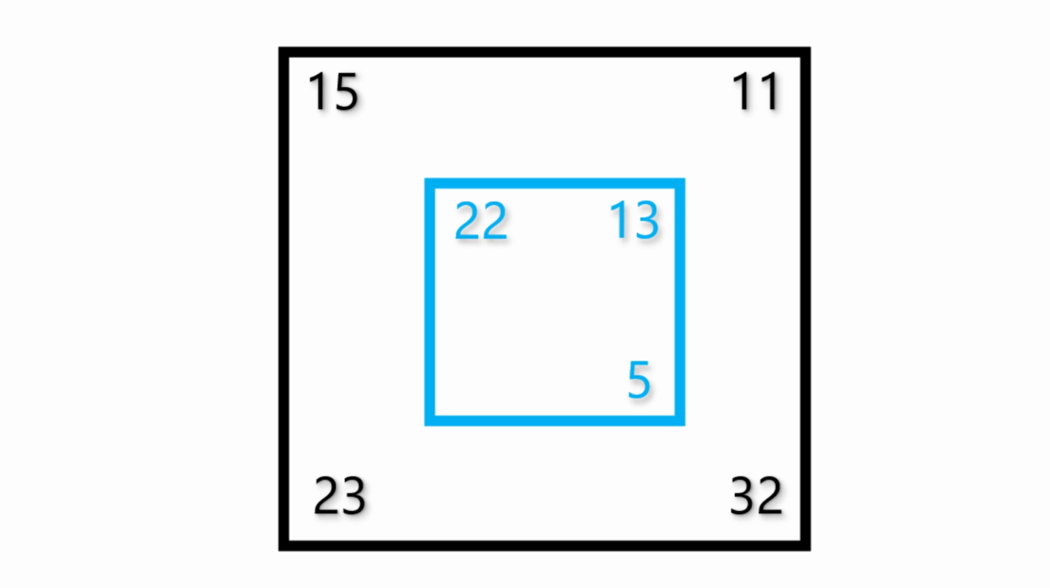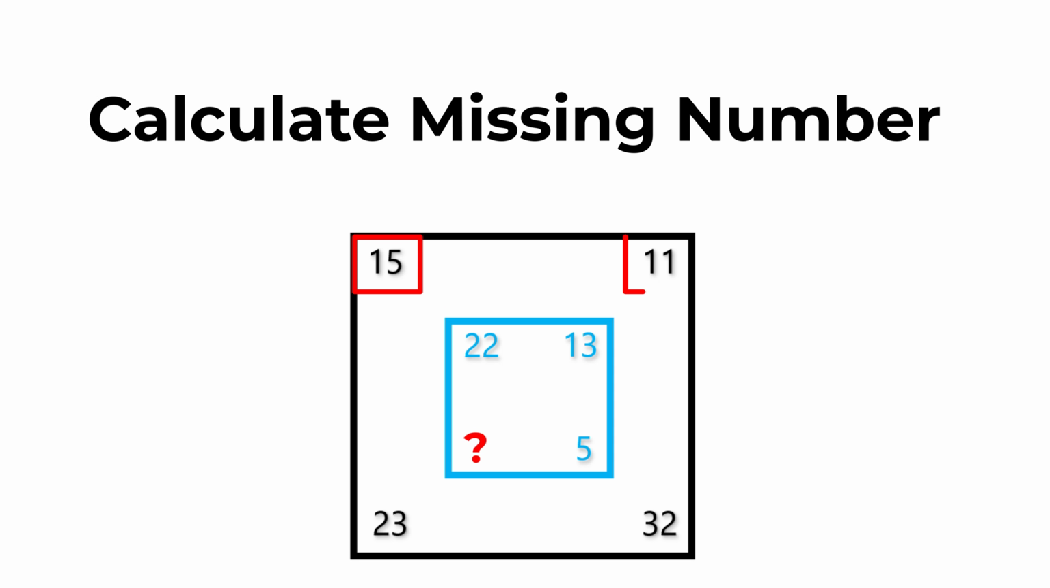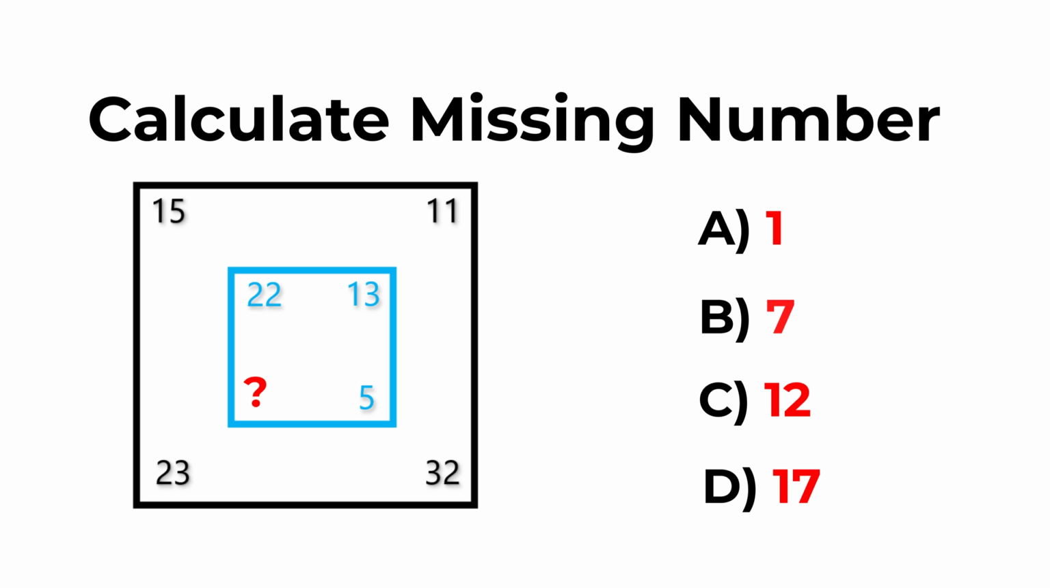You're presented with 2 squares. The smaller square is inside the larger square. Both squares have numbers in the corners. The larger square has numbers 15, 11, 32, and 23. The smaller square has numbers 22, 13, 5, and 1 number is missing. And this is the number you need to calculate. You have 4 different choices. Choice A, 1, choice B, 7, choice C, 12, and choice D, 17.